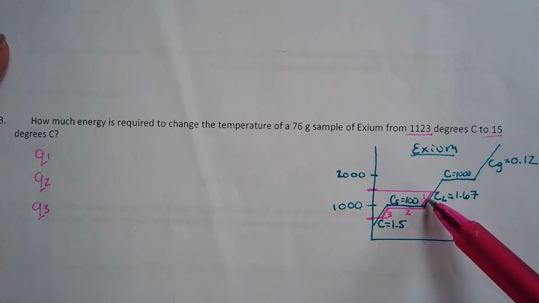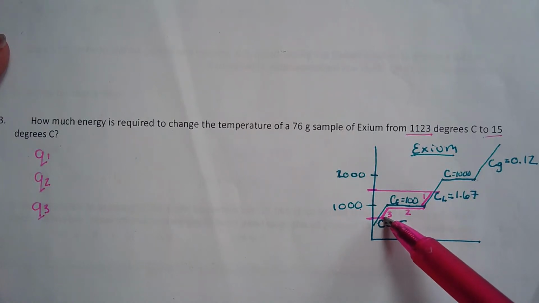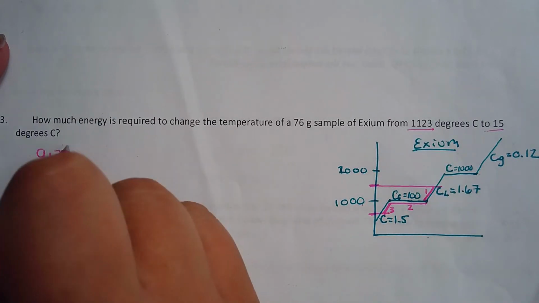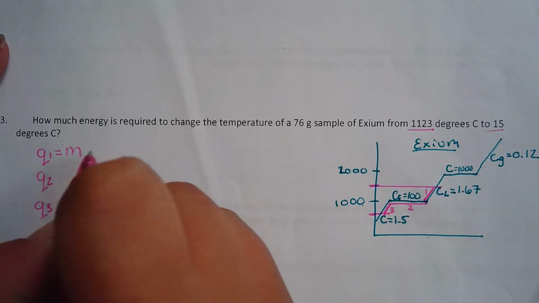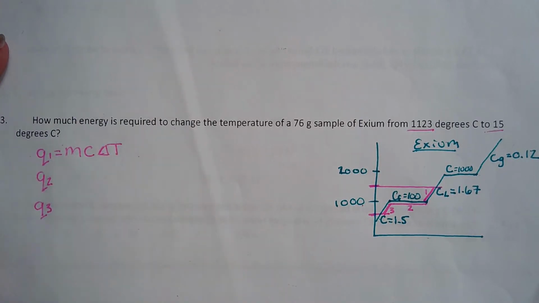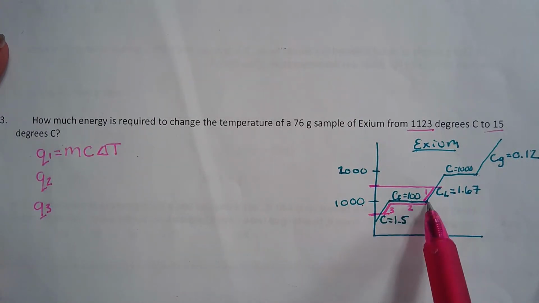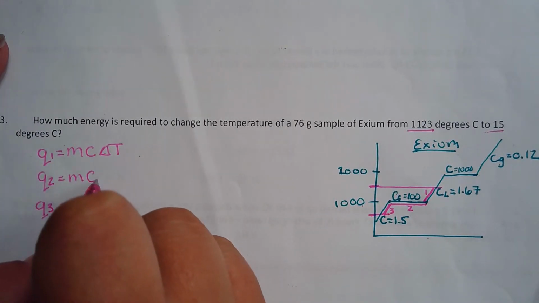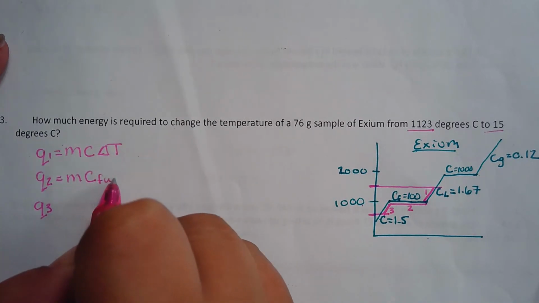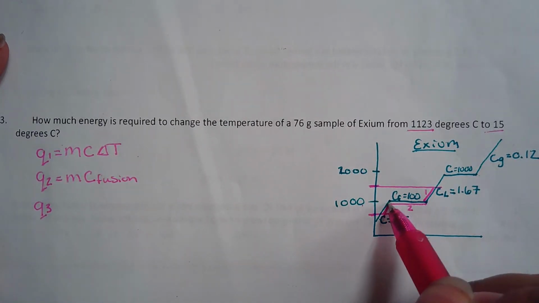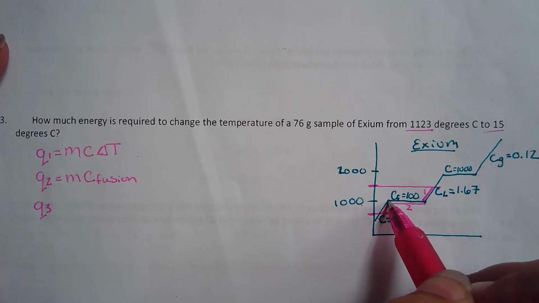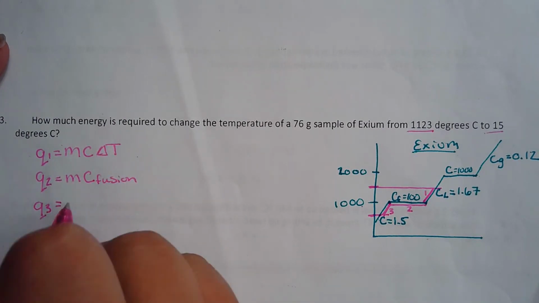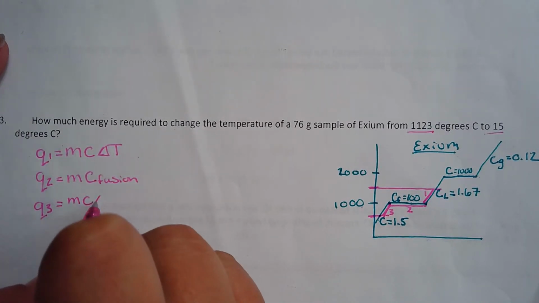So we're going from a liquid down to, so we're freezing down to a solid. So Q1, we're in the liquid stage. We have a temperature change, so we're going to use MC delta T. Here we have a phase change. There's no change in temperature during a phase change. So for section 2, we're going to use m times the heat of fusion. And then section 3, we're going from our melting point or our freezing point and cooling it all the way down to 15 degrees. So we have MC delta T.